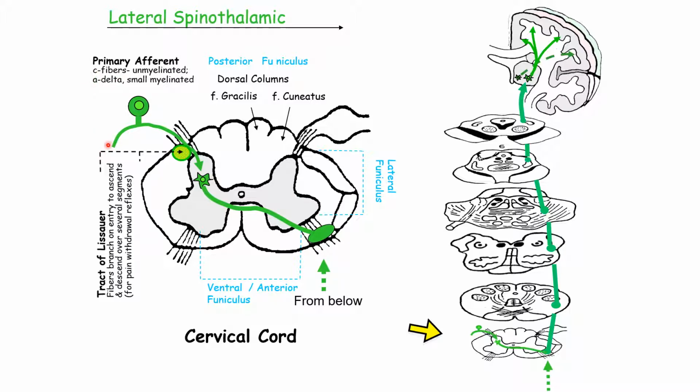Recognize that the incoming fibers, the primary afferents in the pain and lateral spinothalamic system, are C fibers that are unmyelinated, and A delta fibers, which are thin, lightly myelinated fibers.